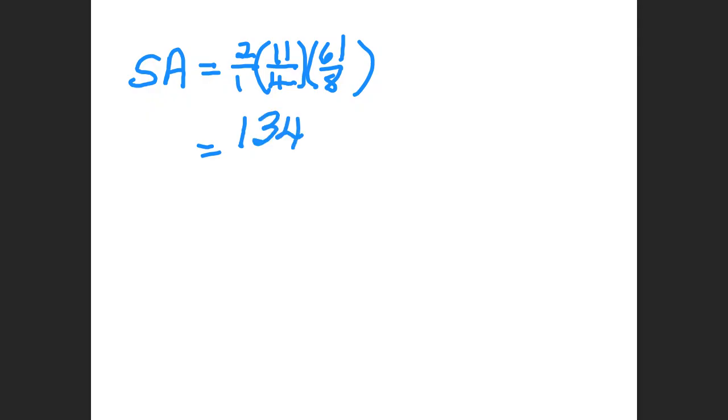I have 2/1 times 11/4, my fault, and this is 61/8. Okay, multiply all of the numerators. I have 2 times 11 times 61 gives me 1,342 over 32.